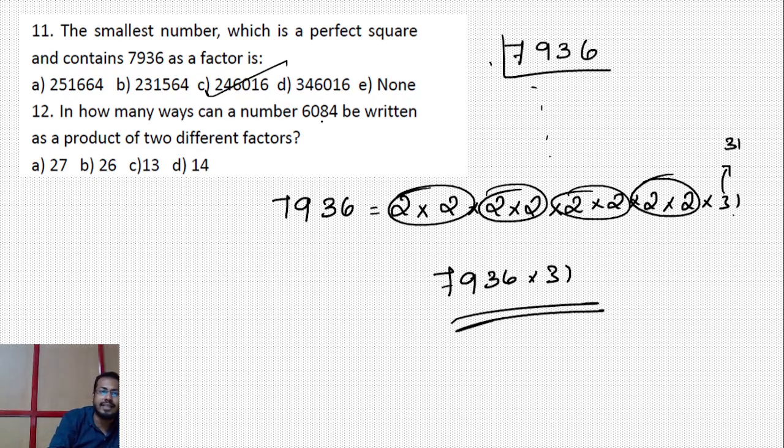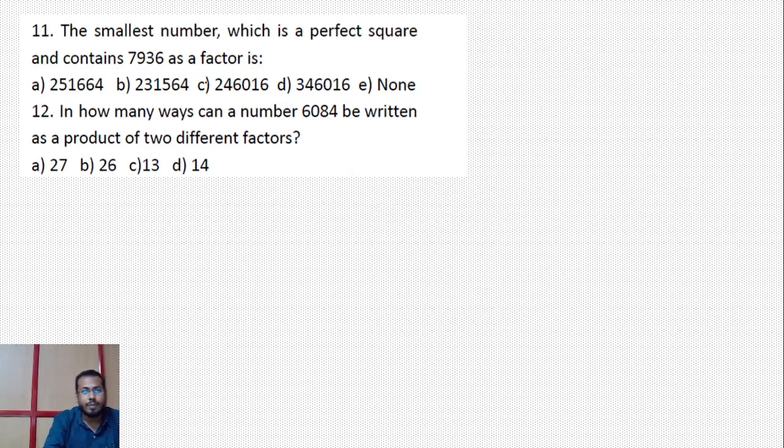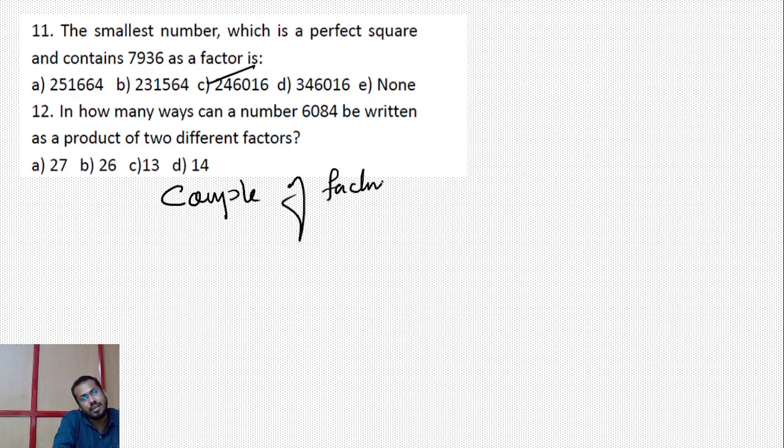In how many ways can the number 6084 be written as a product of 2 different factors? What does product of 2 different factors mean? It means we need to find a couple of factors. So first find the number of factors. Let's take 6084. Okay, so always the same.